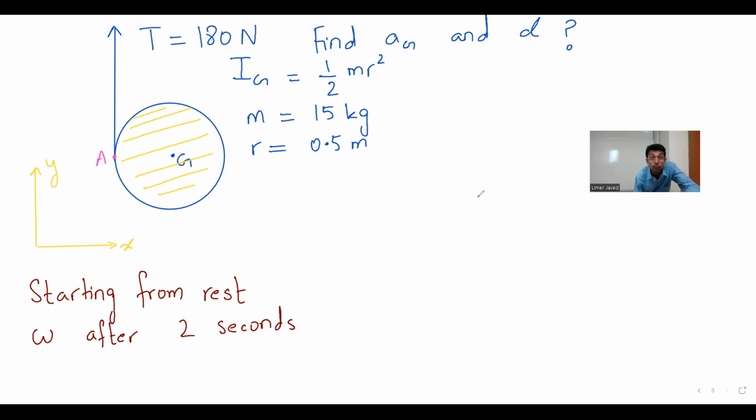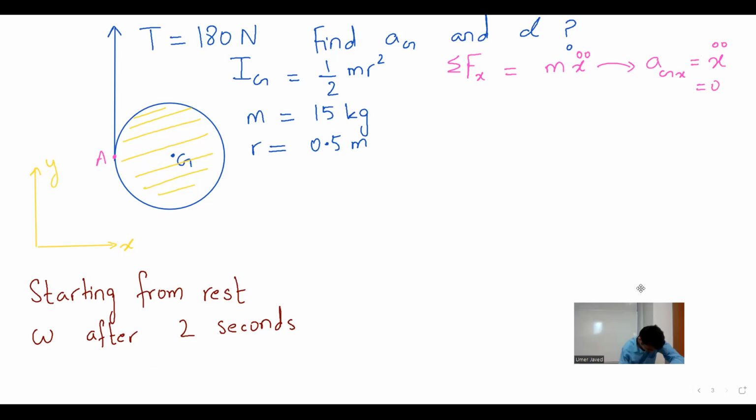So the first thing that you have to say is, let's say summation of forces in the x direction is equal to m x double dot. And we have a gx is equal to x double dot, which is equal to 0, right? Similarly, the next equation is summation of forces in the y direction is equal to m y double dot.